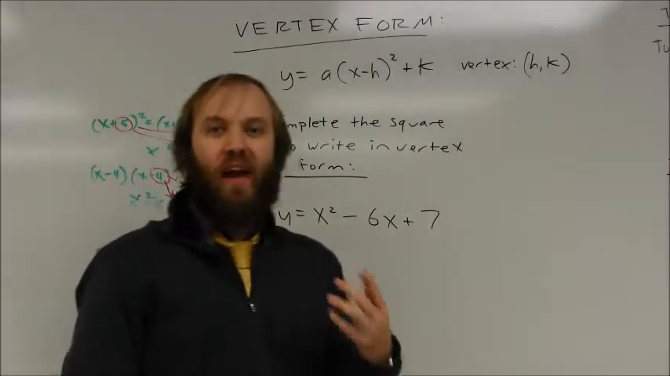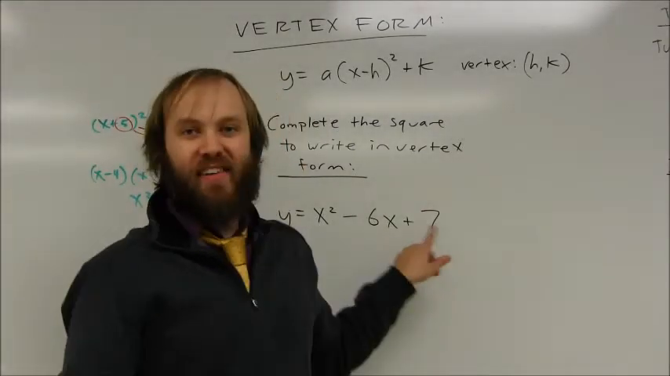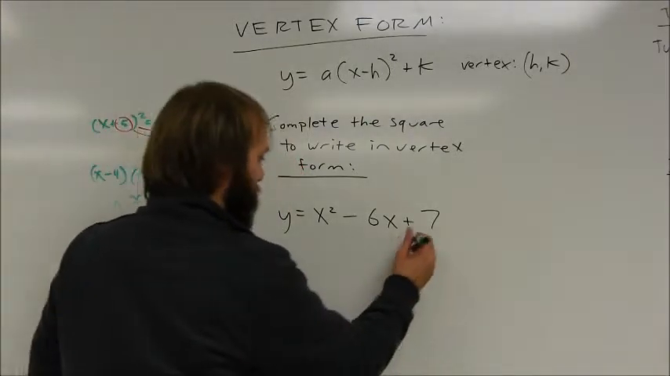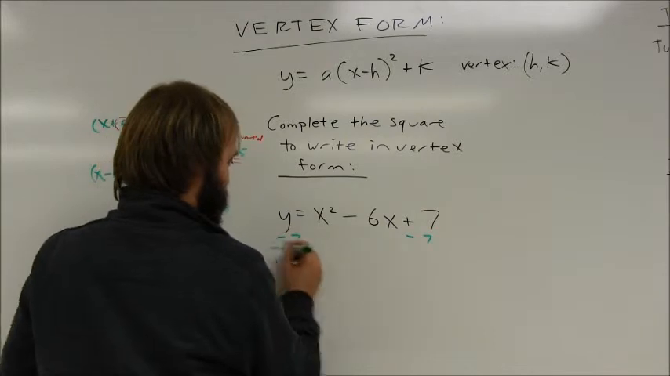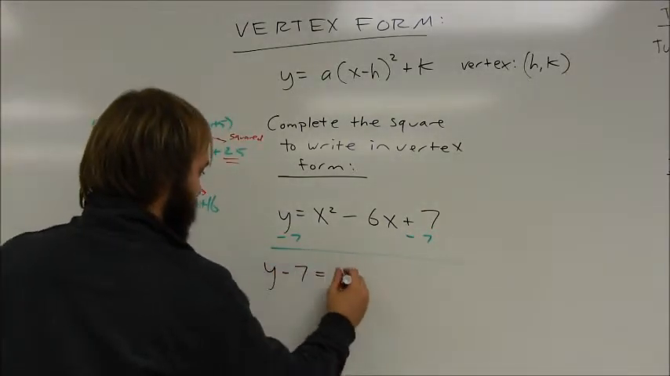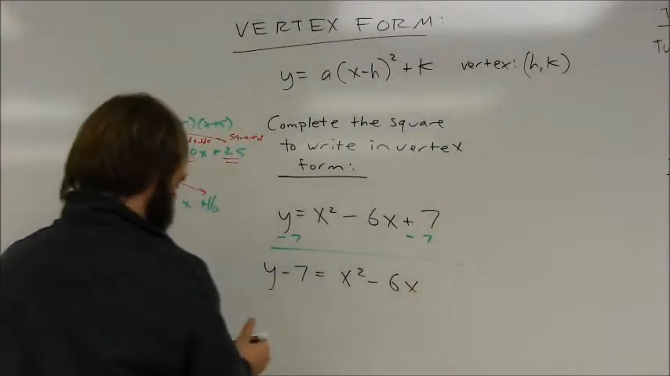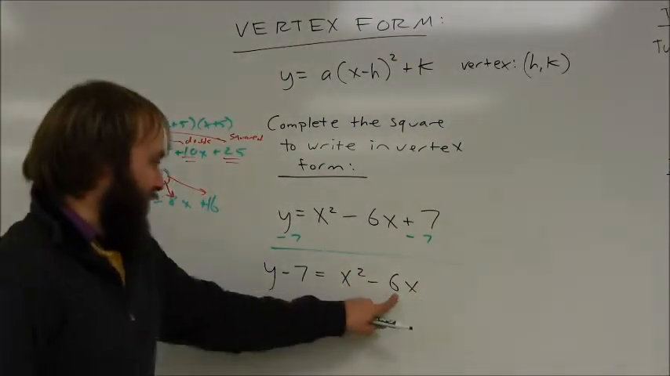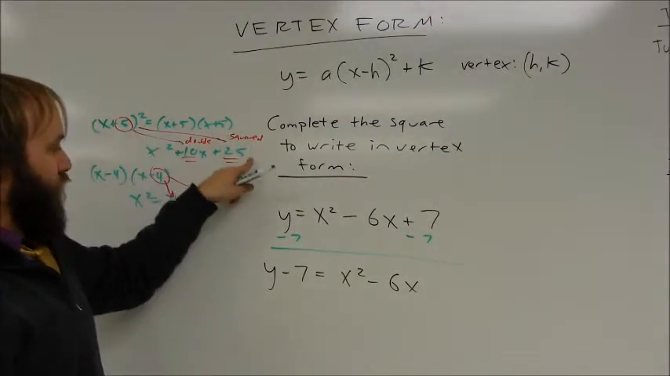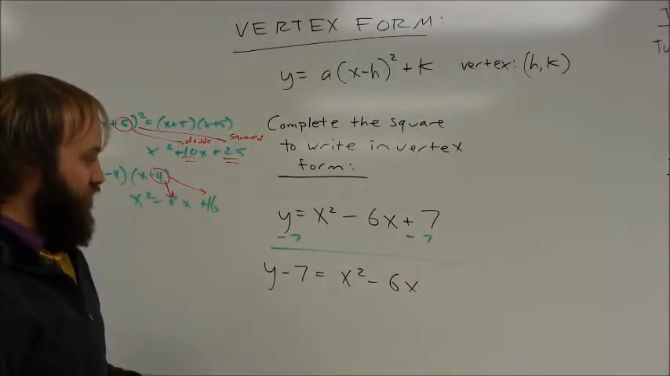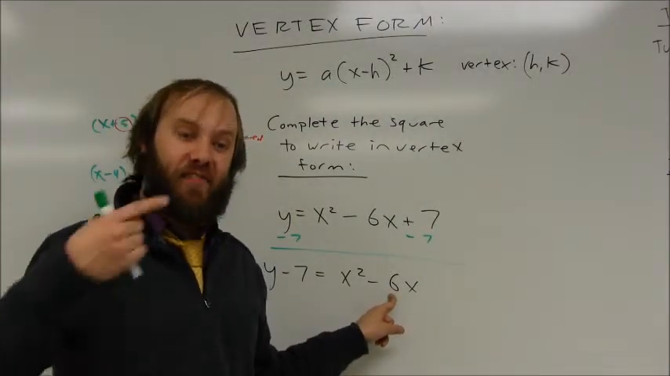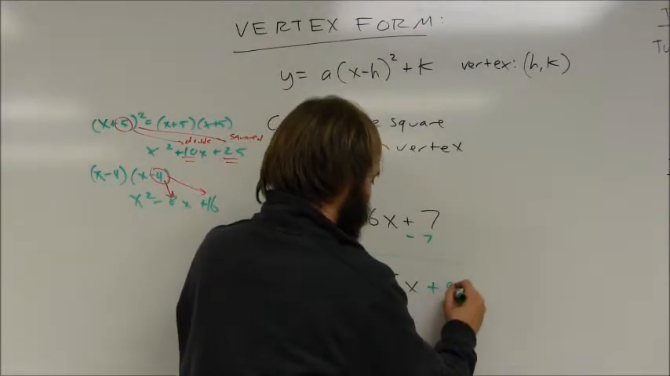Okay? Usually what I would suggest first, get this constant value off that side of the equation. So I'm going to subtract the 7 from both sides. Okay? And I get y minus 7 equals x squared minus 6x. Okay? This value here is double that value in parentheses, and that's the value that gets squared to give you the leading coefficient. So you're going to divide by 2, gives you negative 3. Negative 3 squared is 9.